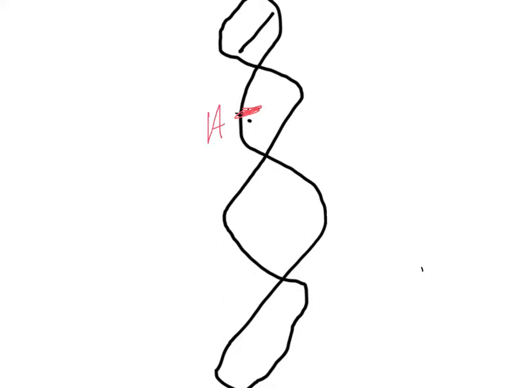That's an A. That's a T. Adenine, thymine. And then there's a guanine. And this is a cytosine. These are bases.